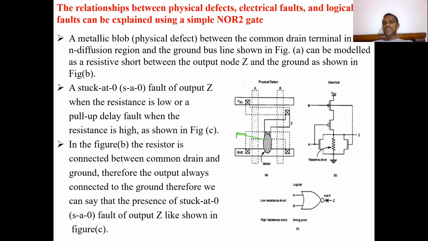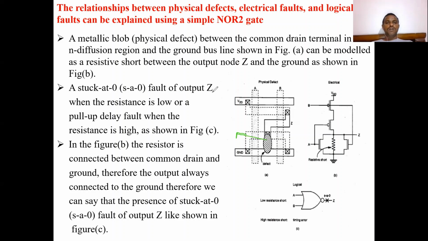Here the physical defect is shorting of the common drain of the NMOS transistors with the VSS, the ground power rail. Because the output is connected to this common drain, the output Z is shorted with the ground. Therefore, whatever the input, we always get the output equal to 0. This type of fault is called stuck at 0. The output is stuck at 0.